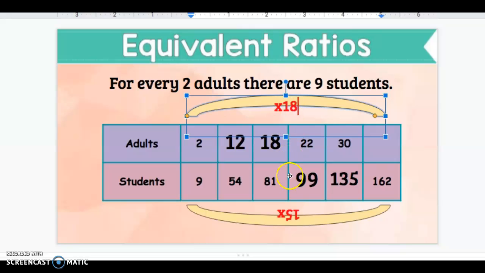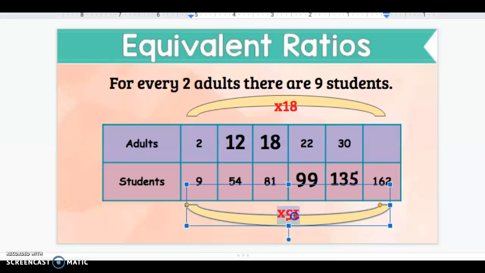So whatever I do to the top, I have to do to the bottom, or whatever I do to the bottom, I have to do to the top. So I multiply by 18. So I have to do 2 times 18. On my paper, I'm going to do 18 times 2. 8 times 2 is 16, 2, 3. So I get 36.